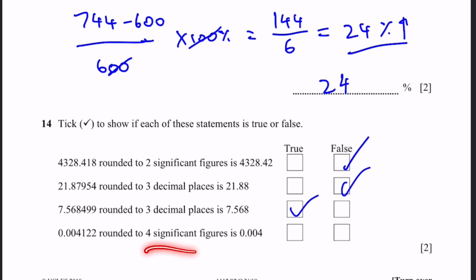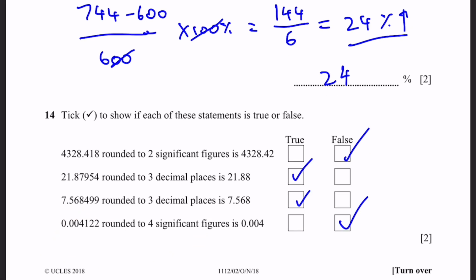0.004122 rounded to 4 significant figures is 0.004. This is false. As I said while discussing this one, the zeros at the start of a decimal number are not counted in significant figures. That's why these 3 zeros over here are not counted. So the first significant figure is 4, and then second is 1, third is 2, fourth is 2. So this number is actually already rounded to 4 significant figures. That's the answer. Question 15.